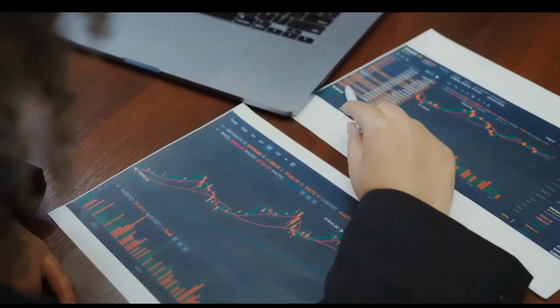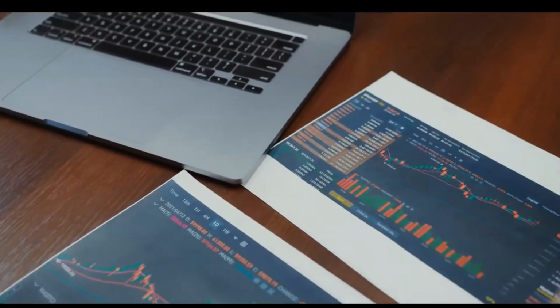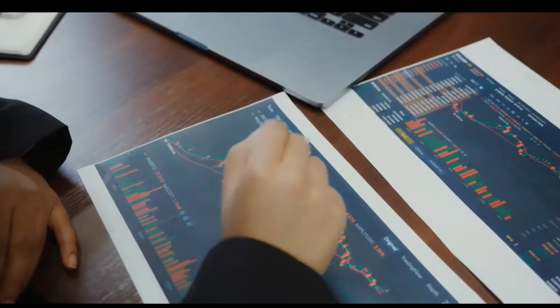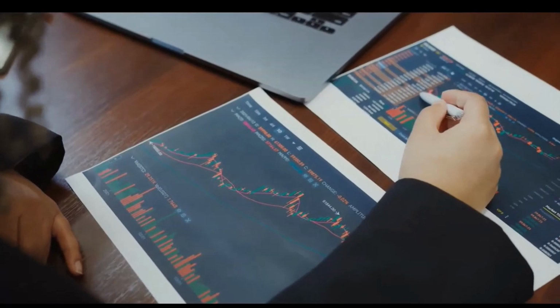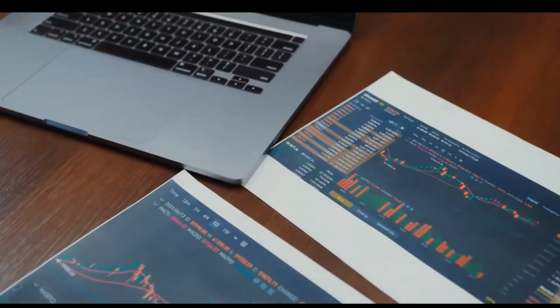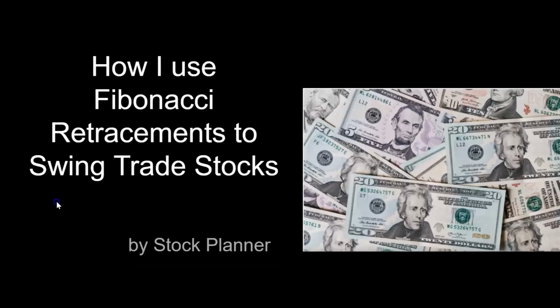Trading is a constant learning process. In order to be a good trader, you must learn new techniques, study new indicators, and watch lots of YouTube videos. I'm a swing trader, and today I'd like to discuss how to use Fibonacci retracements to swing trade stocks.